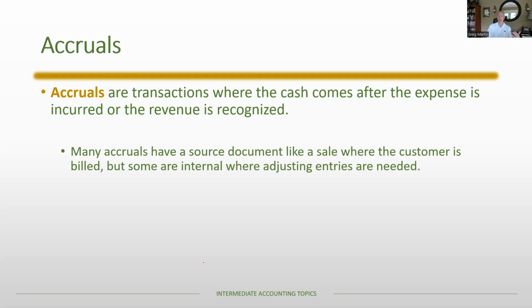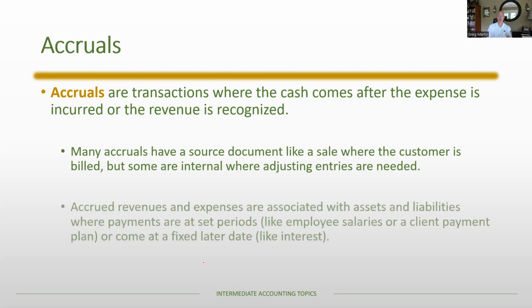But there actually sometimes can be an accrual where it's an internal process. The times that happens is usually a situation where payments are at set periods or come at a fixed later date. So like salaries. You might pay salaries at the end of every 2 weeks. Well, it's very possible, and likely, that the end of a month is going to land somewhere in the middle of a week. And if that happens, you need to accrue whatever work's been done to date, and then you would pay that after the fact.